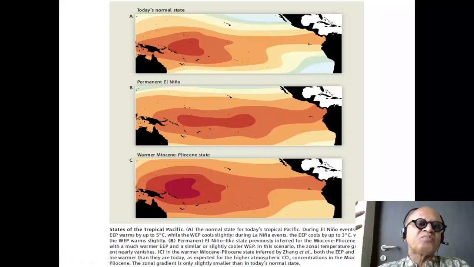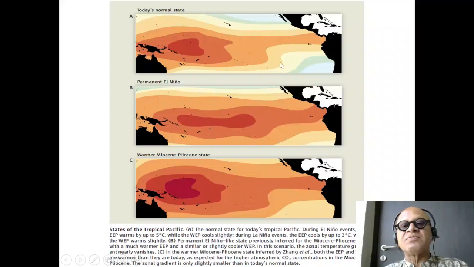Obviously, you would have to have corresponding changes in winds, etc., which obviously will come along if you flattened the sea surface temperature gradient, as we talked in the case of El Nino. Other evidence from the warmer Miocene Pliocene state before, it goes like this. So it's a modulation of the current condition, with more east-west contrast than during the permanent El Nino, but less so than the present.